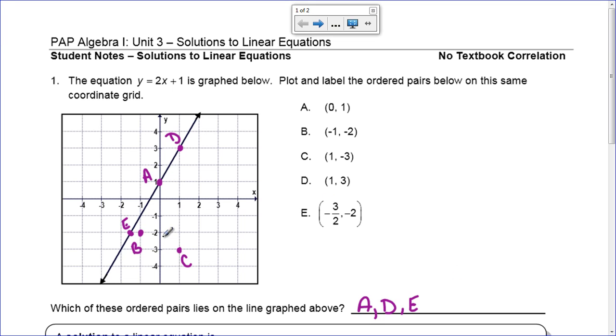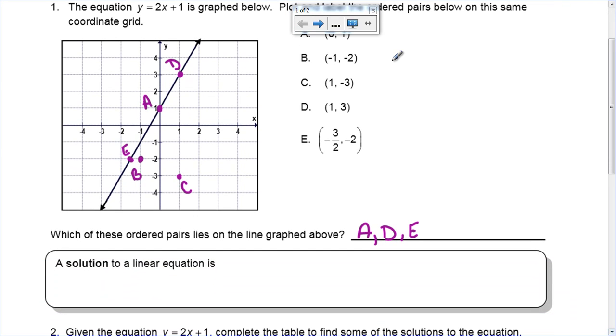Well, alrighty, so you can see we've plotted our 5 points. There they are. I've even labeled them for you. The ones that are actually on the line are A, D, and E. I put them in alphabetical order, but as long as you have those 3 points written down, those 3 points are going to be considered solutions to my equation.